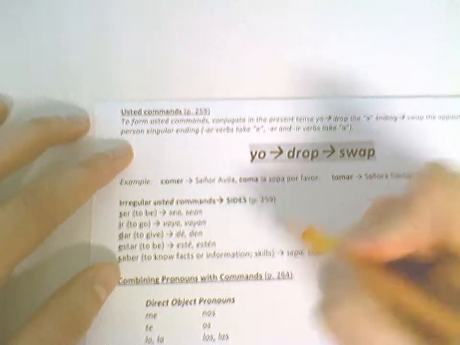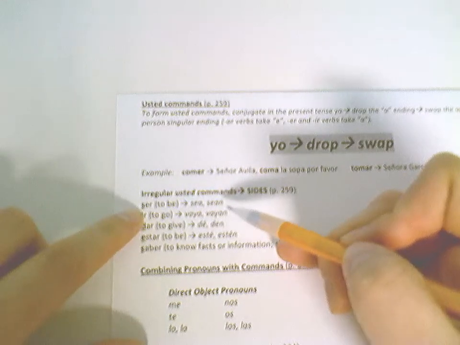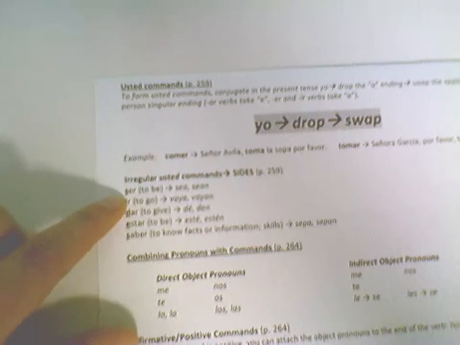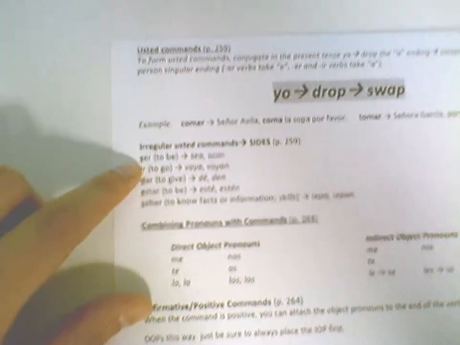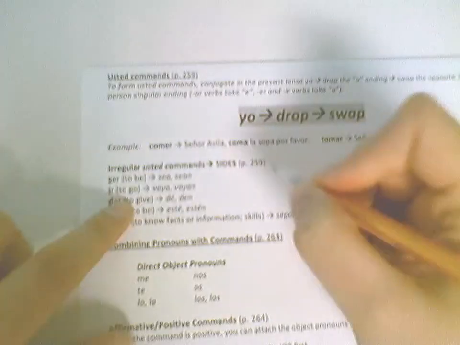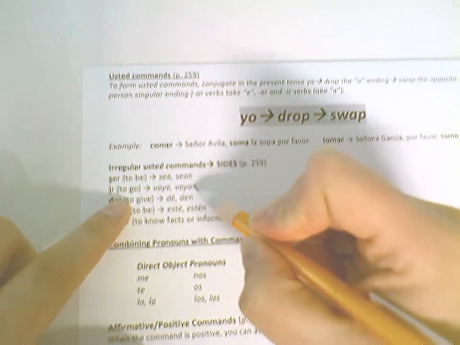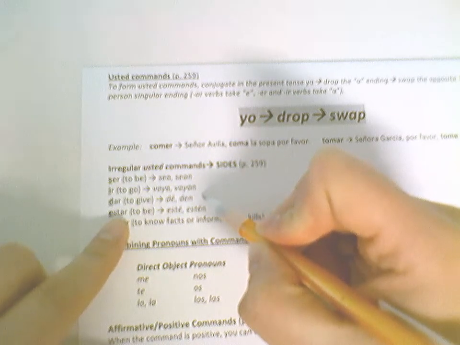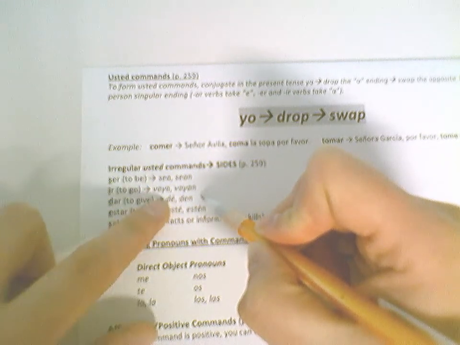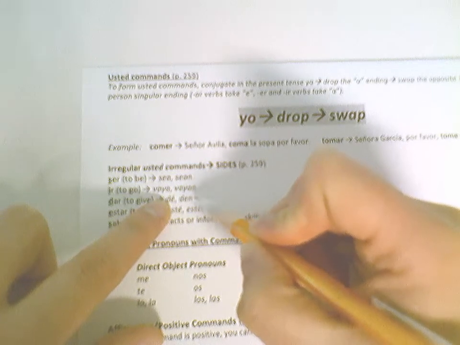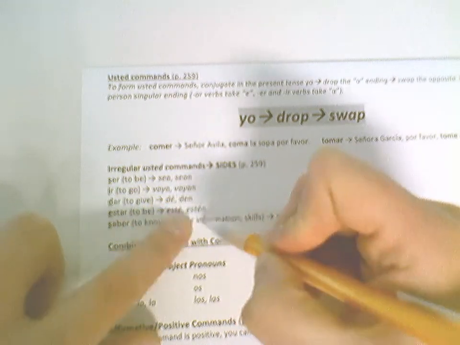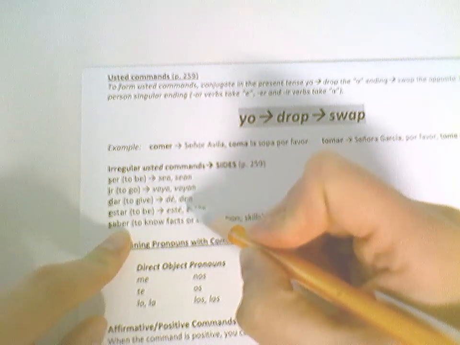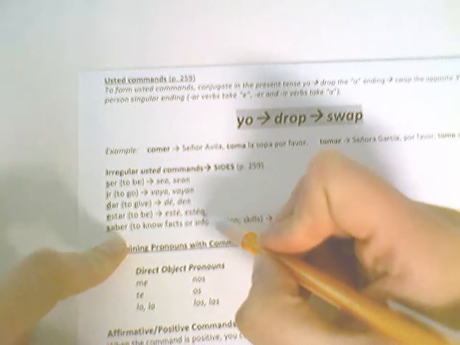It's called SIDES. So ser, the verb ser, to be, will switch to sea or sean. I'm sorry, this is not focusing very well. Okay, well, you'll have the PDF. Ir, to go, will switch to vaya, vayan. Dar will switch to dé. Remember, de means of. The verb to give will have an accent mark. And then estar, to be: esté, estén. Again, accents are required on that one.